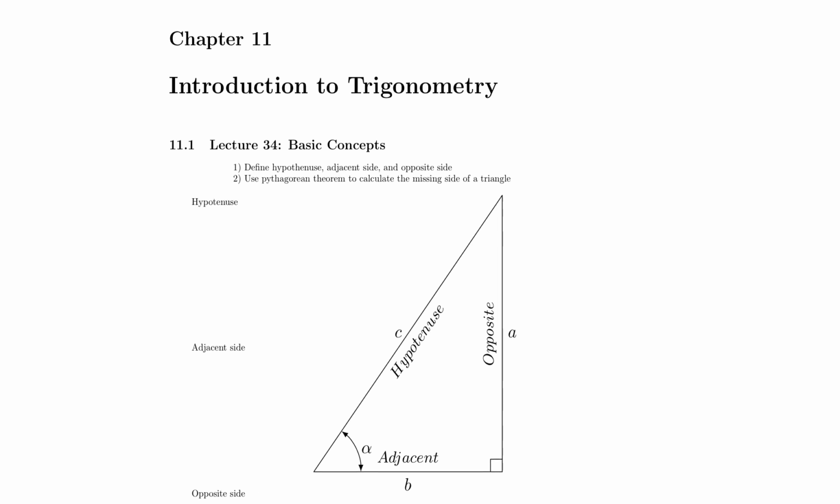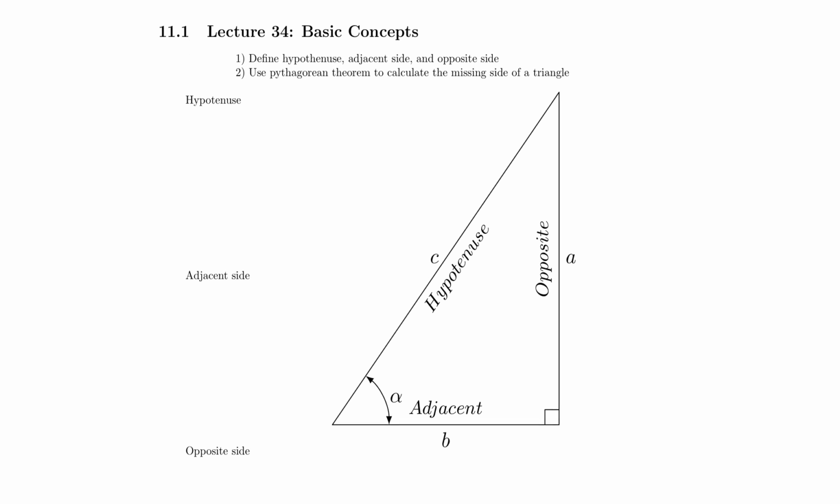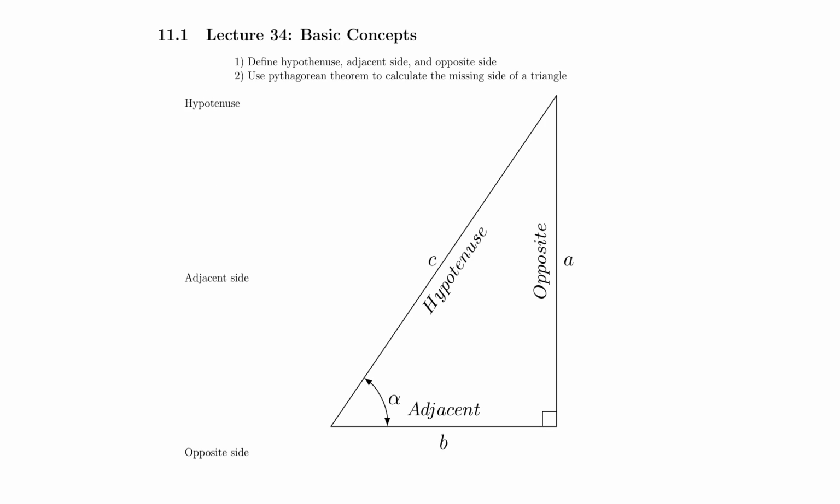Okay, chapter 11, Introduction to Trigonometry, and lecture 34, Basic Concepts. Our objectives for this lecture will be to define the hypotenuse, adjacent side, and opposite side of a triangle, and use Pythagorean theorem to calculate the missing side of a triangle. Okay, so let's start with this.